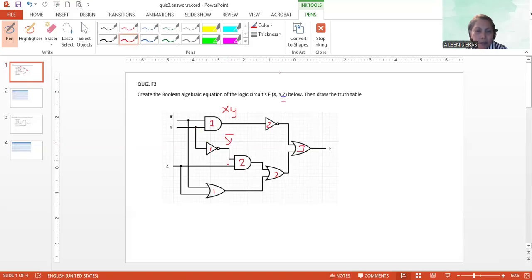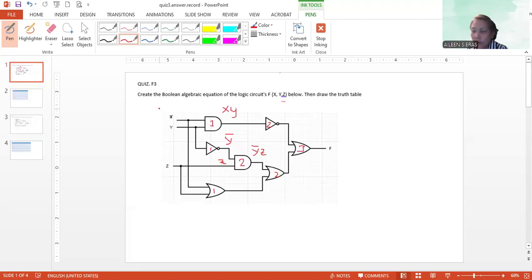And the other input is Z for this AND gate. So we have here Z. So the output of the second AND gate is Y bar Z.